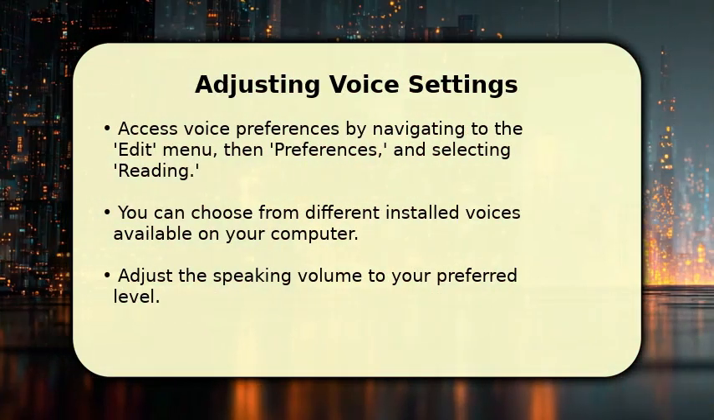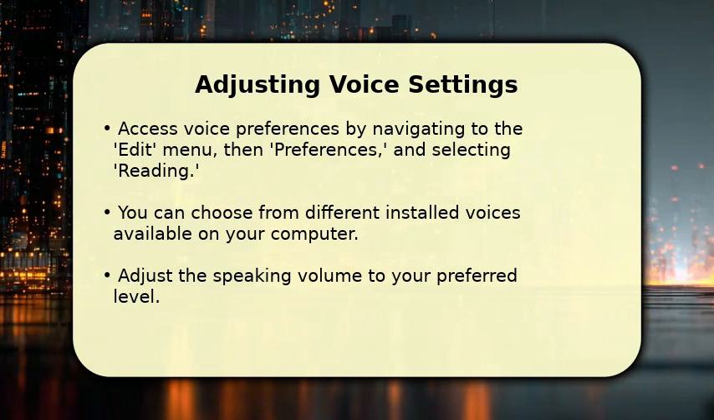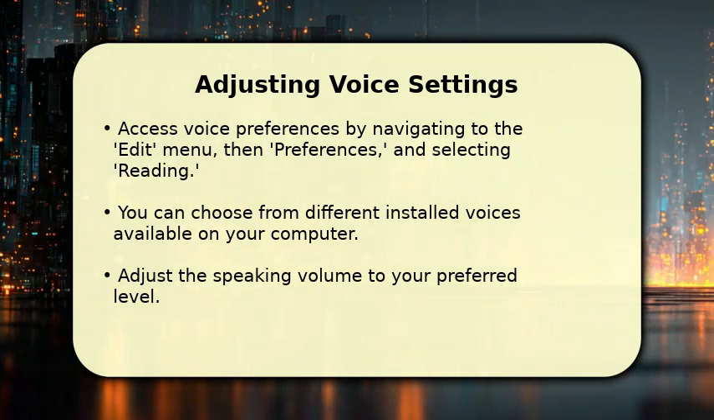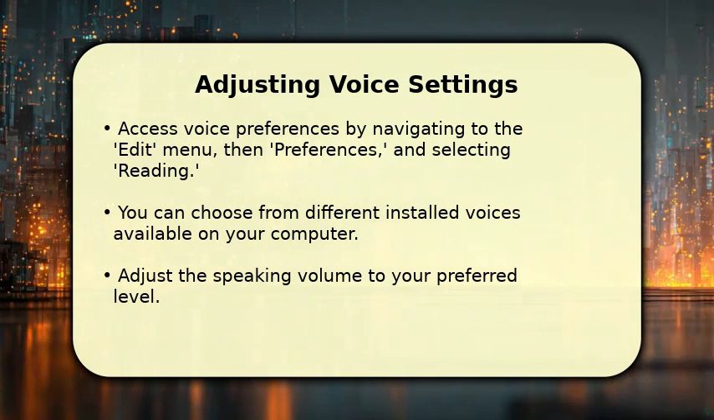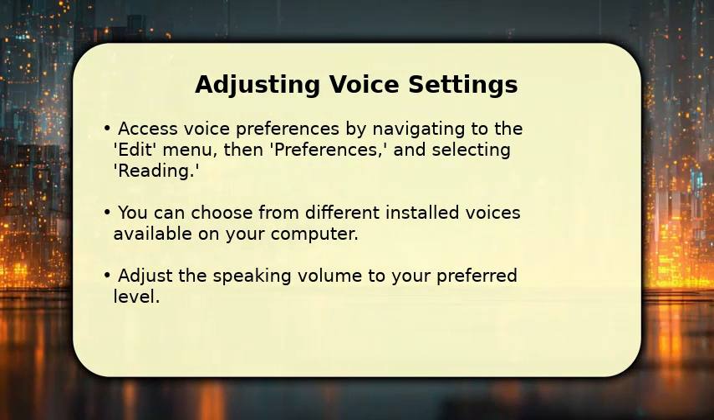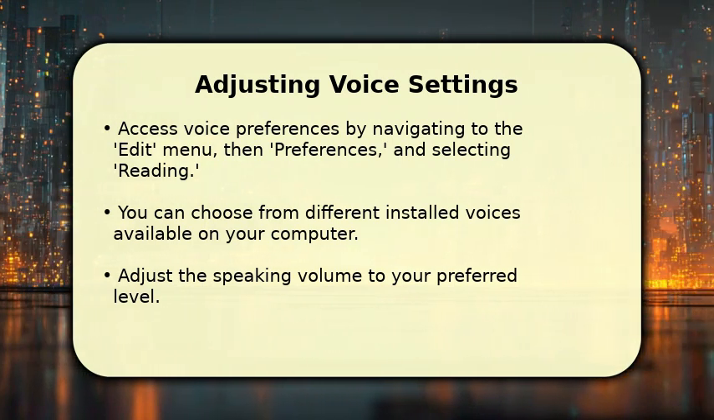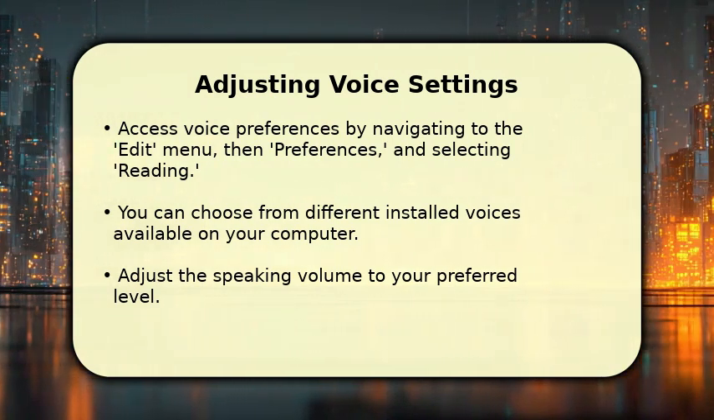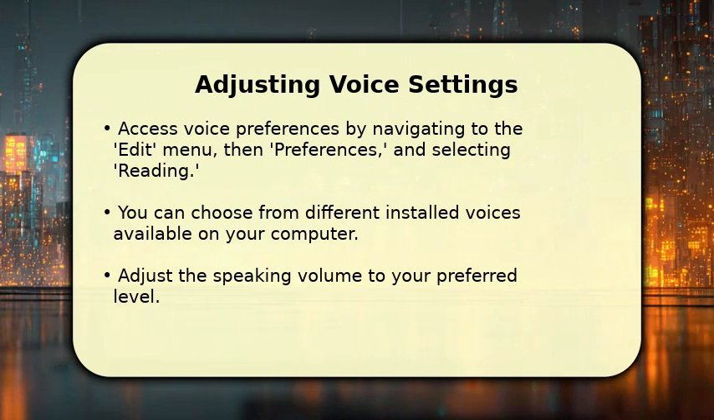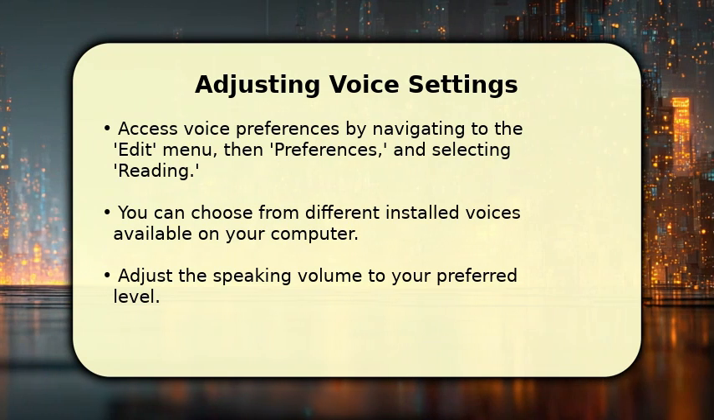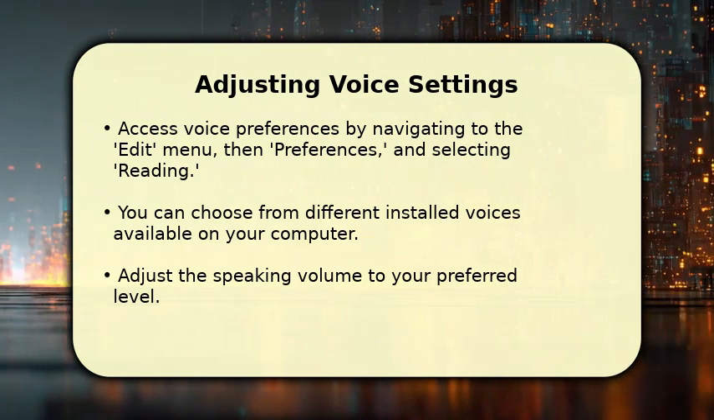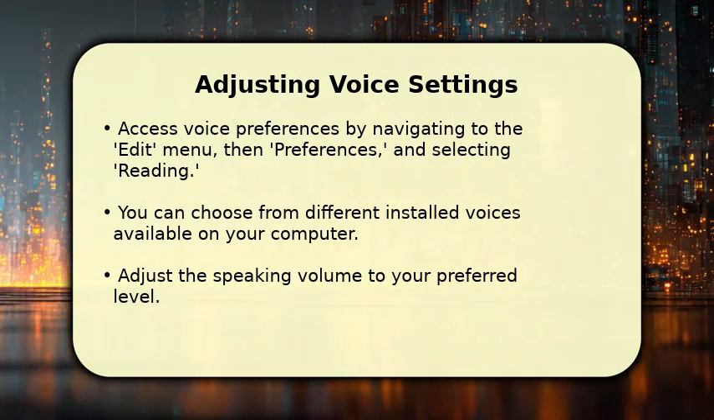Personalizing your listening experience is straightforward with Adobe Read Aloud. To adjust the voice and speed, navigate to the Edit menu, then click Preferences, and finally select the Reading category. Here, you will find options to change the voice to any of the ones installed on your system. You can also fine-tune the speaking volume to match your environment. Furthermore, alter the words per minute to speed up or slow down the narration, finding your ideal pace.